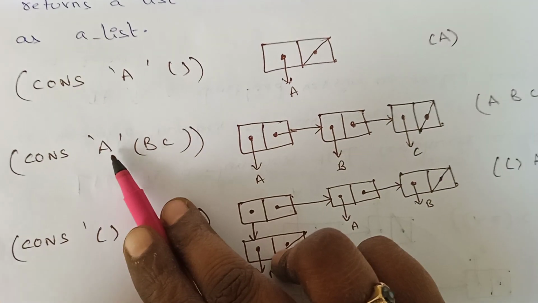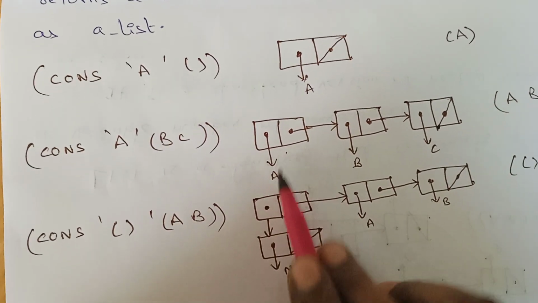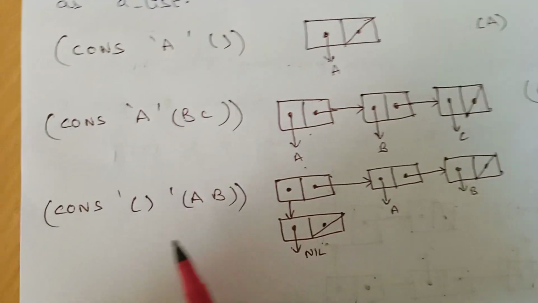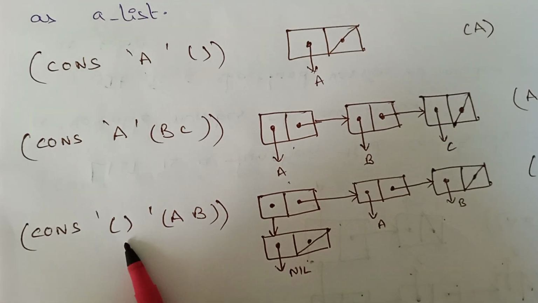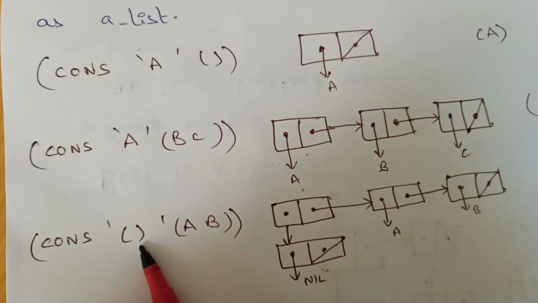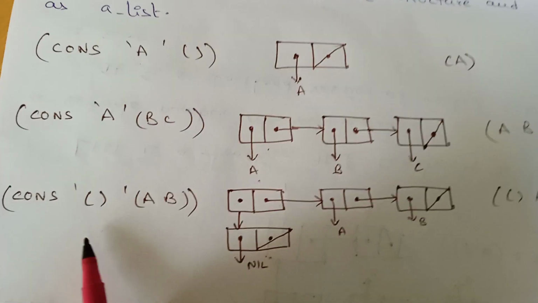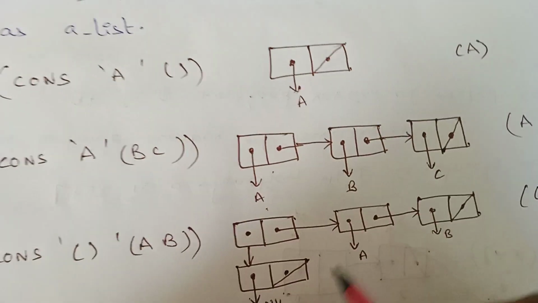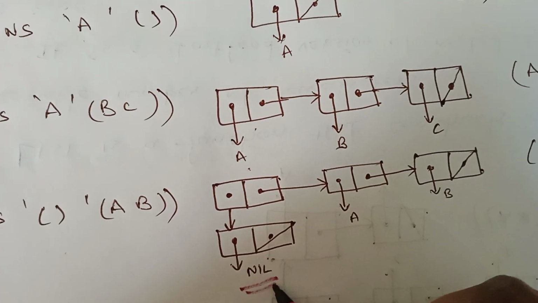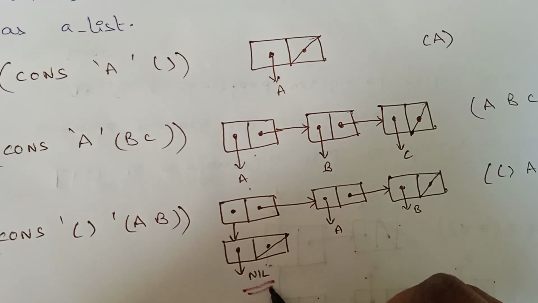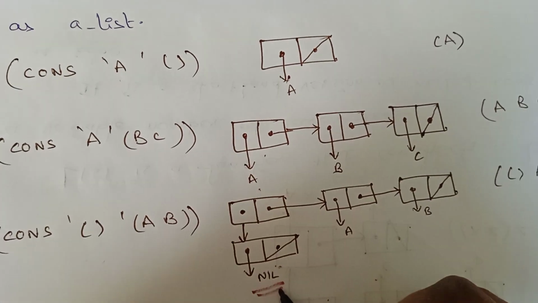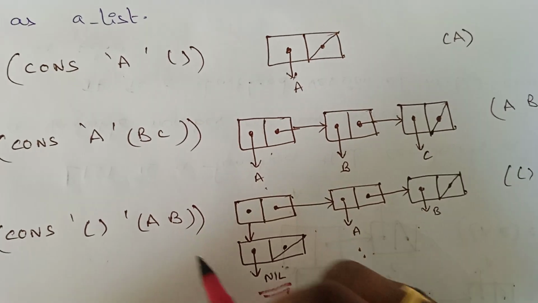Here A looks like an atom, so I drew it and gave it a name. This is the empty parenthesis. As it doesn't have any identifier to name it, I did not mention any identifier, so I have given it nil. Okay, so this is the way you need to represent the internal structure of the list.